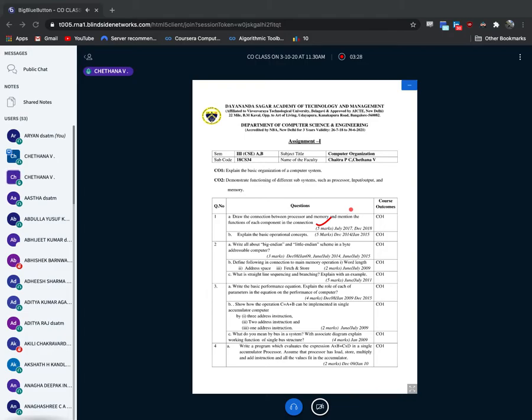I have to draw the diagram. Inside the diagram, what components are there? Please see. While you're writing the answer, suppose you're writing this diagram, it shows the interaction between the memory and the processor. This is your memory, and this is the PC. PC, ALU, everything is available, isn't it? So it's your processor. This is your memory.